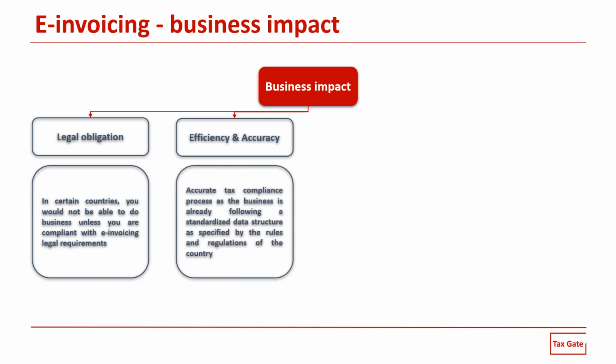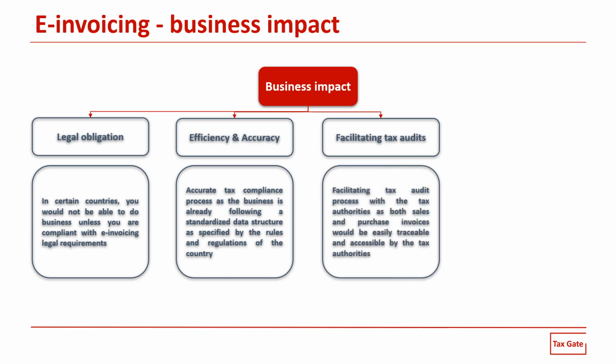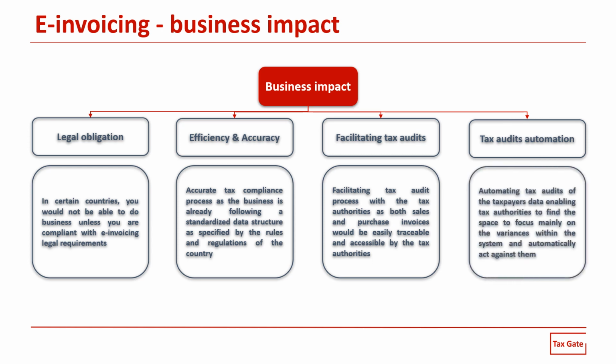E-invoicing would have a huge impact on the accuracy of the tax compliance process, as the business would be already following a standardized data structure as specified by the rules and regulations of the country. Also, such would facilitate the tax audit process with the tax authorities, as both sales and purchase invoices would be easily traceable and accessible by the tax authorities. And here it would be much easier for the tax authorities to automate the tax audits of the taxpayers' data, finding the space to focus mainly on the variances within the system and automatically act against them.